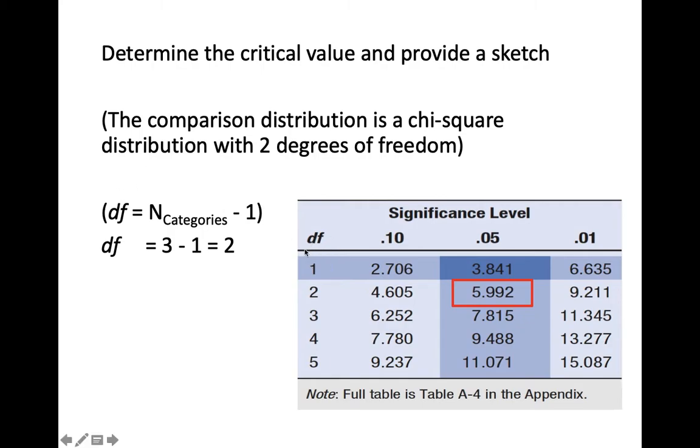What you can see is we just look up our degrees of freedom in this left-hand column. We're going to use significance level 0.05, which is your default unless otherwise specified. Always use this 0.05. And then we've got a critical value of 5.992. And with a chi-square, there's no such thing as directional tests, so you don't have to worry about a positive or negative. The values are always going to be positive.